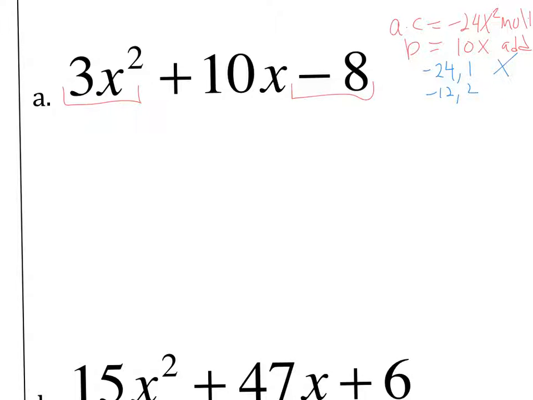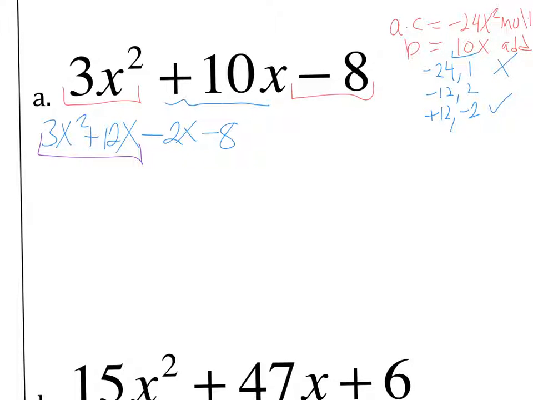-12 plus 2 is -10. That's really close to 10. Maybe if I rephrase that, instead of -12 and 2, I did +12 and -2, I can get to the values I need. Okay, that's what I'm going to break my middle term up into. So I've got 3x squared plus 12x minus 2x minus 8.